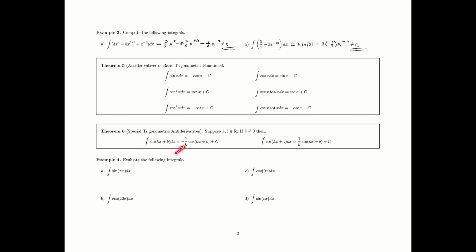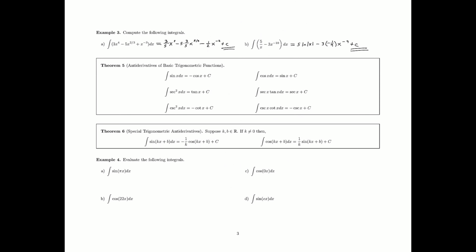Effectively, what we're doing here is we're compensating for the chain rule. Because normally, if you were to differentiate cosine of kx plus b, you would have negative sine of kx plus b times k. We get the chain rule, which says we have to multiply by the derivative of the inside. Well, if we go backwards, instead of multiplying by the derivative of the inside, we would divide by the derivative of the inside. So that's what we have there.